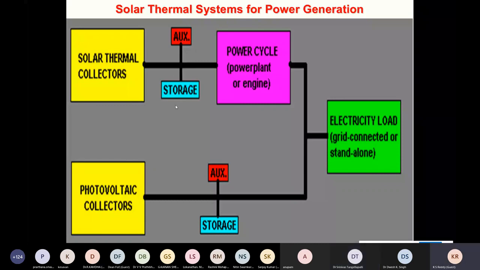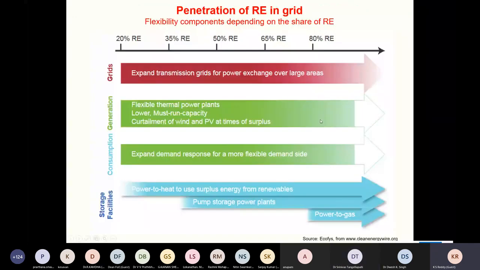So that 14 to 16 hours we can store in storage and then use it whenever there is no sun, so during night time. That is the concept of thermal energy storage. It's important to operate a reliable renewable energy grid, because there is flexibility, as I mentioned, not only reliability but also flexibility depending upon the fraction of renewable energy.